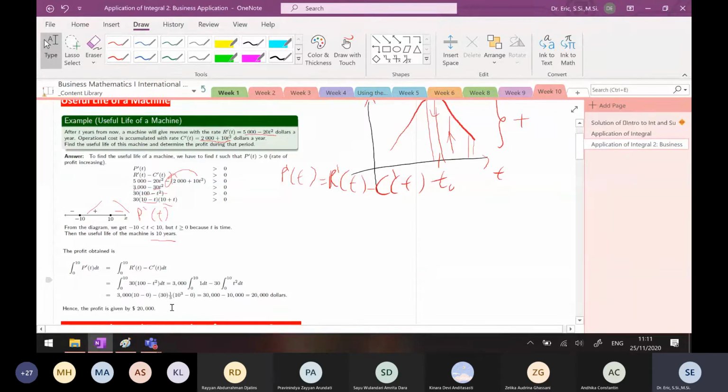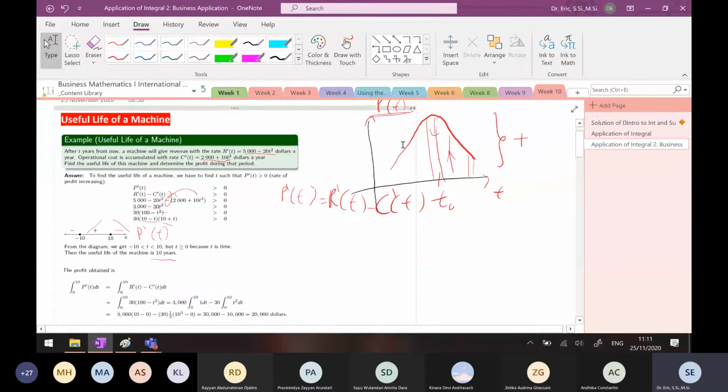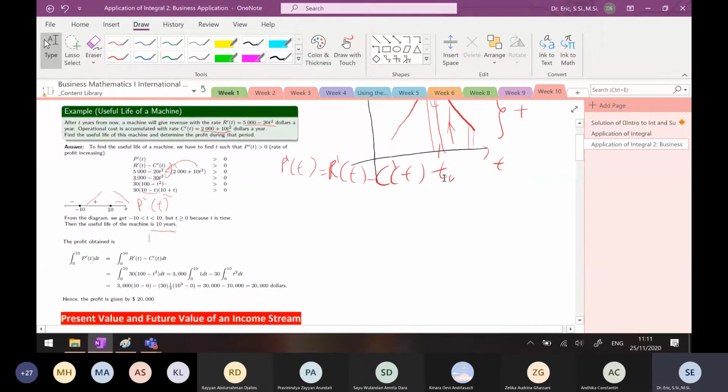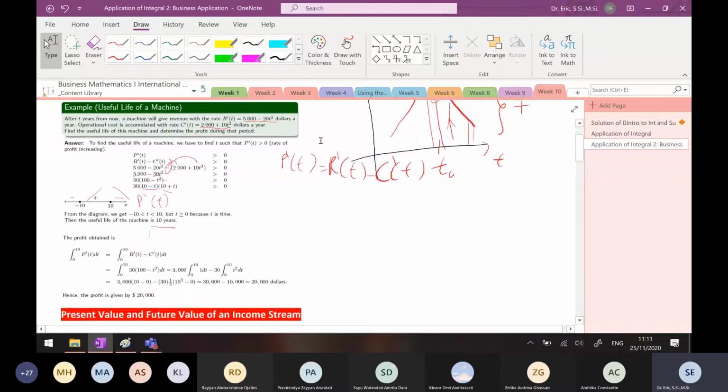So, do you have any questions? For the useful life of a machine, one thing to keep in mind: what is the useful life of a machine? That is time t, such that r prime t and c prime t, okay, such that the profit is decreasing. When the profit is decreasing, the useful life of a machine is from 0 to that year. That is what we call the useful life of a machine.